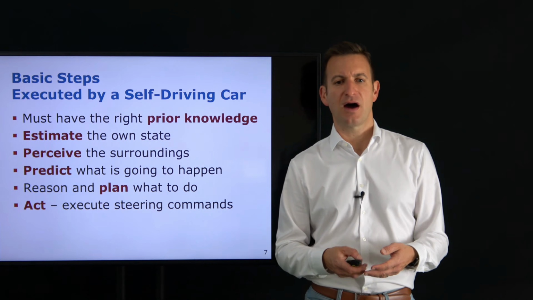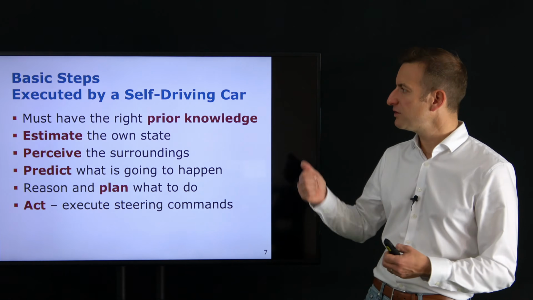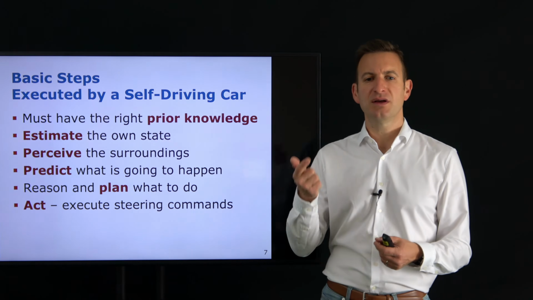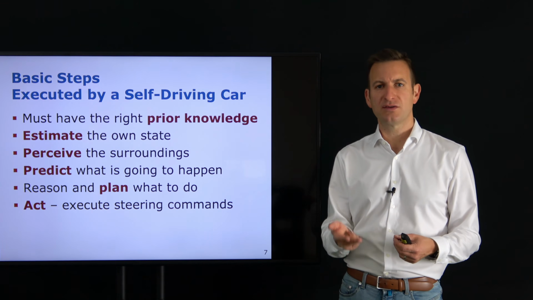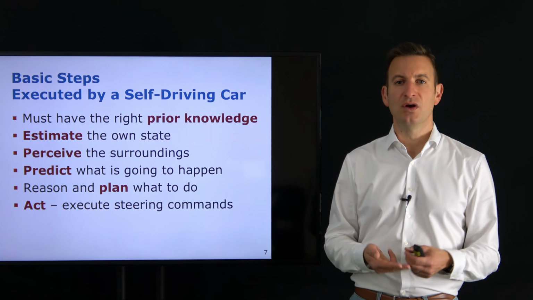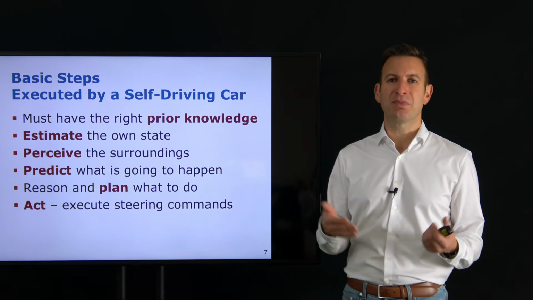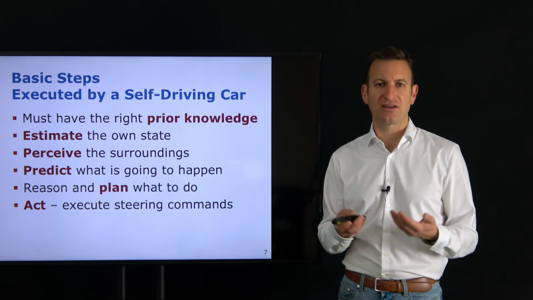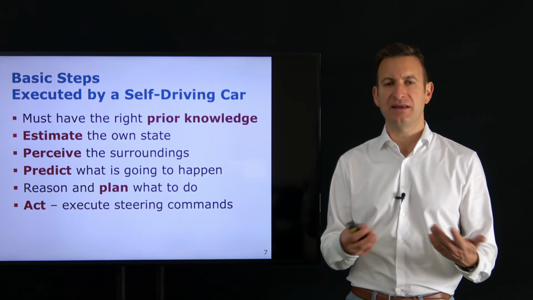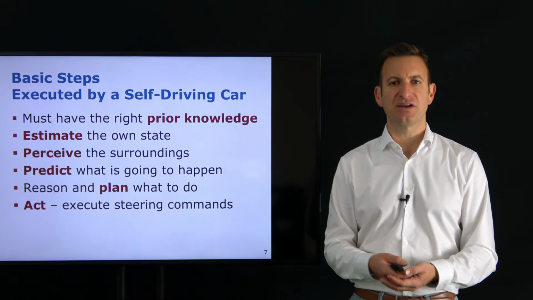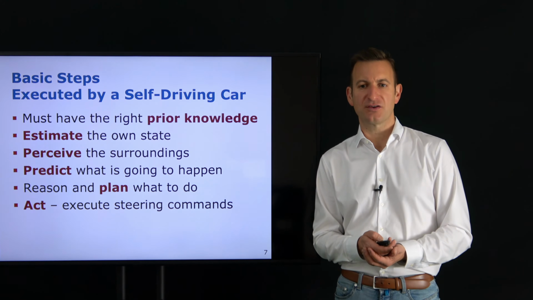So again, there are key things we need to do. We need to have prior knowledge. We need to perform state estimation. We need to perceive our surroundings and interpret what we see. We need to predict what's going to happen next. We need to plan and then to act. So to execute our plan, in this sense, our steering commands, in order to come closer to a desired state.